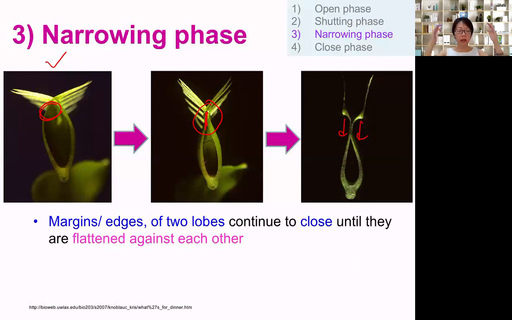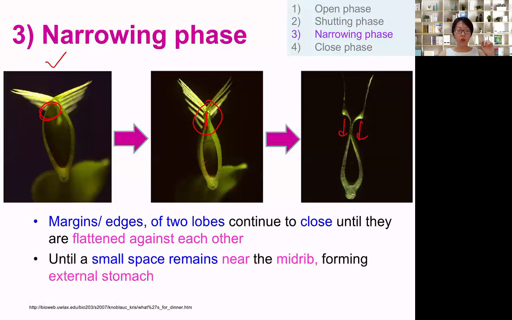The margin, meaning the edge of the two lobes, will continue to close until they are flattened against each other, until a small space remains near the mid-rib. So this is the mid-rib, right? The center of the two lobes. Until a very small space remains near the mid-rib, and this will form the external stomach of the plant. External means the cells will secrete the enzyme out of the body of the plant, and this space here becomes an external stomach to digest the trapped insect.